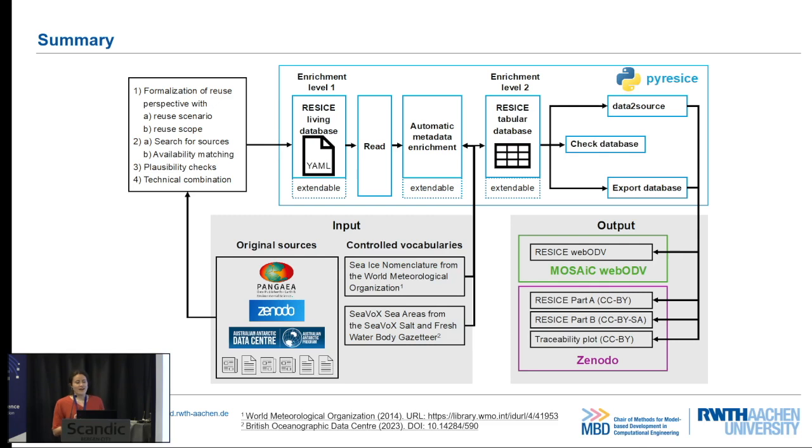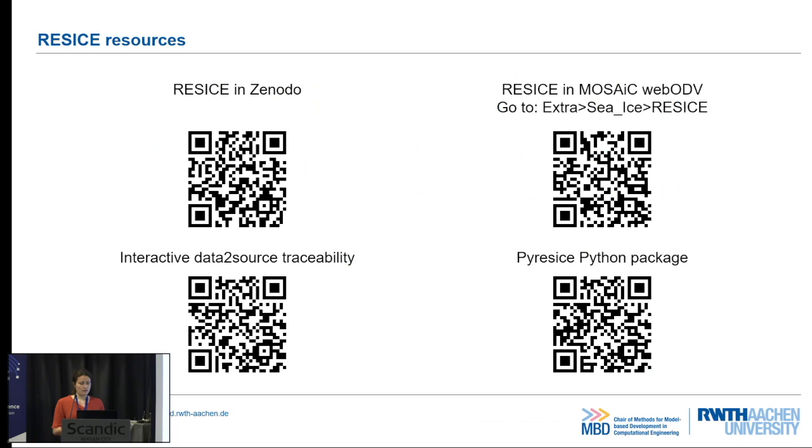And the following tabular database is then exported to Mosaic Web ODV, and I also uploaded the database on Zenodo. I had to split it into 2 parts because of different licenses of the original sources. If you're interested, you can scan the QR codes and see, for example, the lower left is the correct version of the plot that didn't work properly. Thank you.